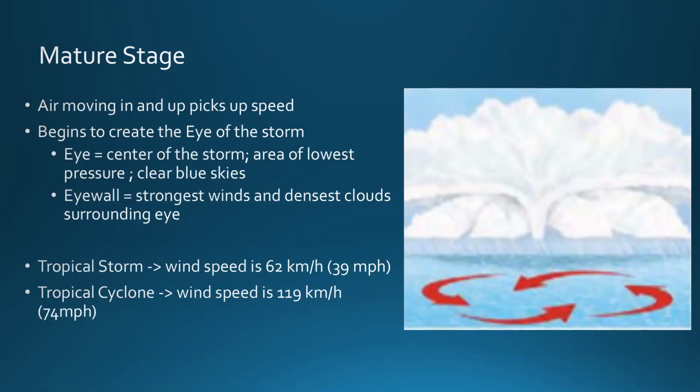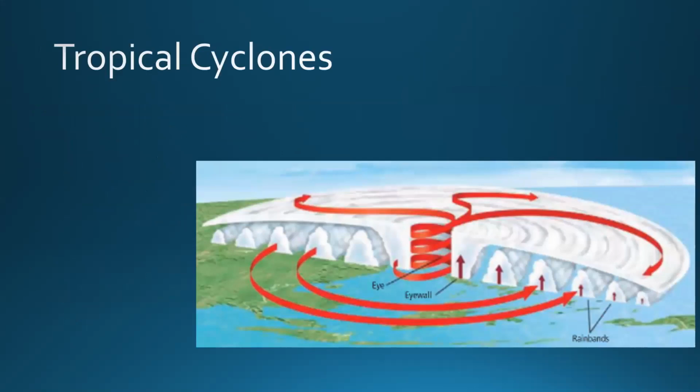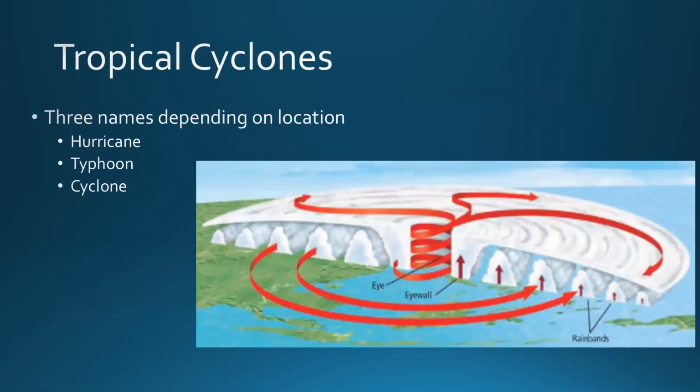And they've found that happens at 119 or 74 wind speeds. So your tropical cyclones, again, are a part of your mature stage. There are three names for them: hurricane, typhoon, and cyclone. And those, again, are because of where they are located in the world. So it's a cultural thing based on where they have formed and moved to.